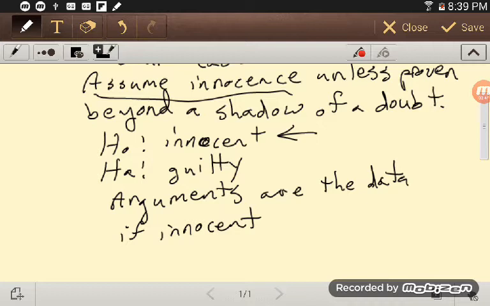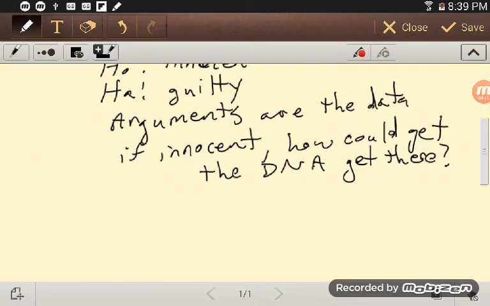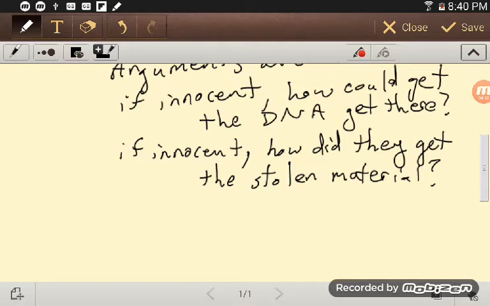So if innocent, we start piling things up, right? What's the probability? If innocent, how could the DNA get there, if there was DNA? You start saying, well, that's kind of weird, right? There's maybe that evidence. If innocent, how did they get, I don't know, let's go with stolen material? Something like that. And all these things start adding up, and it makes a smaller and smaller probability that if they were innocent, all of these things could happen.